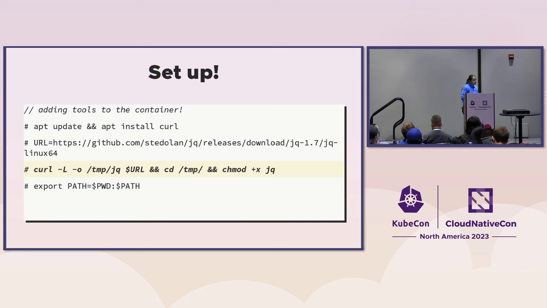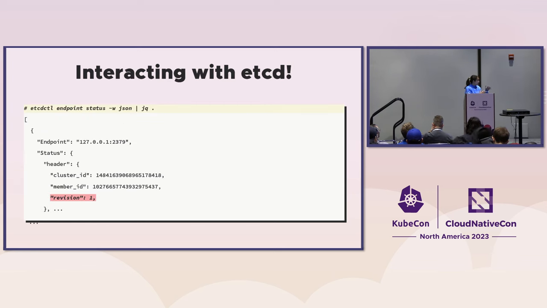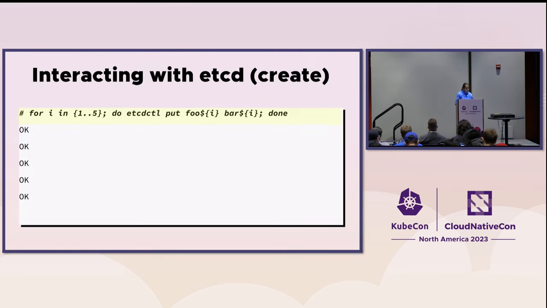Since we just created a new container, our key value store is empty, and we can check that from the endpoint status command. What I want you to look at is the header section. That is going to be the most important part for us. In that header, the revision that is highlighted here is currently one. That means we don't have anything. All we have done is create and initiate our key value store.